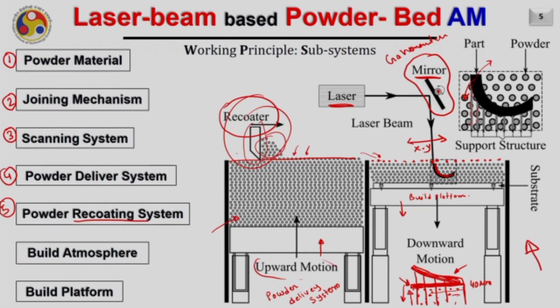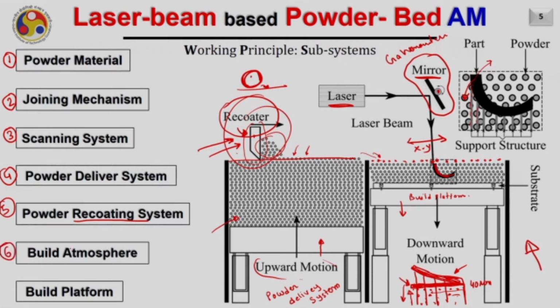Recoating system could be a simple blade which is moving from left to right and spreads the layer. Also, this blade itself could be of different types: it can be a soft blade of silicone, or a brush-like material, or a ceramic blade, or a metal blade. Also, in some cases, instead of a recoater having only a blade, there could be a counter-rotating roller as well, which not only spreads the layer but also compacts the layer which we are spreading. So, these are the different options available for the powder recoating system.